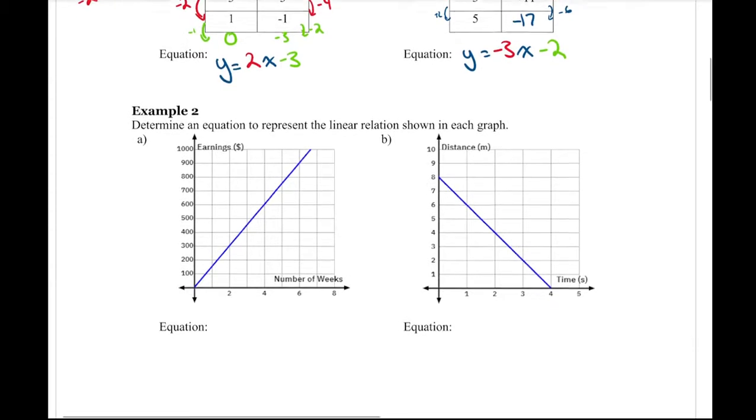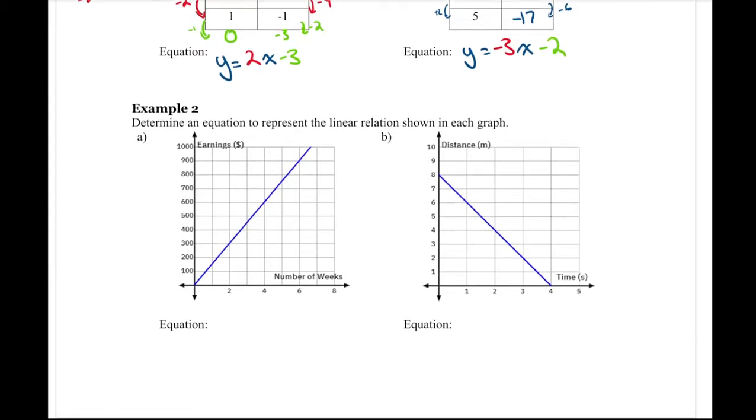In example 2, now we're going to try to come up with an equation when we're given a graph. So there's a couple things we want to look for. The first thing that we should always look for when trying to come up with an equation for a graph is the b value. And the b value is going to be where the line touches the y-axis. So an easy way to do it is just draw a line straight down, or just look straight down. Where does my line touch? Well, in this case, it's at 0.